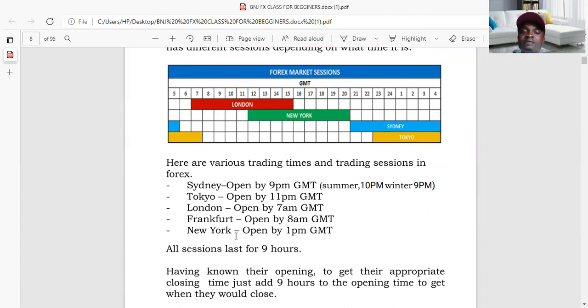So all sessions last for 9 hours. For example, if Sunday opened by 9 p.m., count from 9 p.m. to 9 hours. If Tokyo opened by 11 p.m., count from 11 for the next 9 hours. So you must understand when the market opens in order to know when to trade.